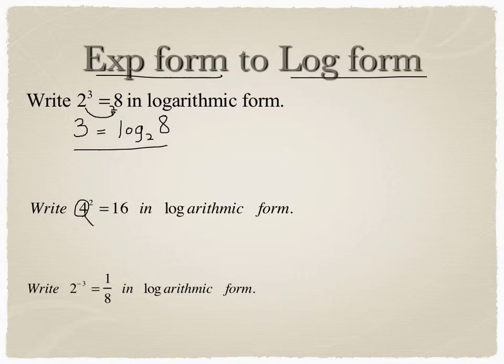Let's try it again. This 4 comes down here. It becomes a little 4. That 2 drops down. It becomes a big 2. Okay, so we end up with 2 equals, and then of course we have to add the log here. Little 4, base 4 of 16. Okay, and same here. Bring the 2 down. We end up with 1/8 inside my log. Okay, so we end up with a log base 2 of 1/8, and then that -3 drops down and becomes big.